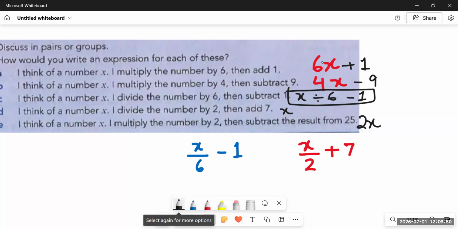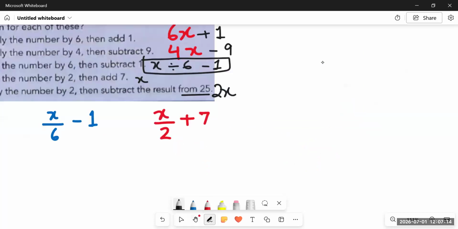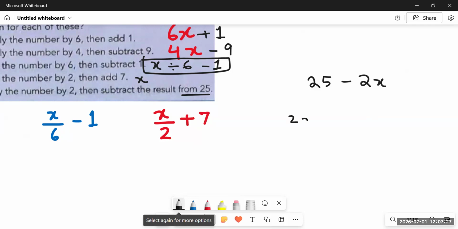Then subtract the result from 25. Okay. If I would say subtract the result, I do not say then subtract the result. I would say then subtract 25. So it would be 2x minus 25. But when I say from 25 in subtraction, what happens? The number written after "from", 25, would come first, so it would become 25 minus 2x. And remember one thing over here, students, you cannot write 25 minus 2x as 2x minus 25.